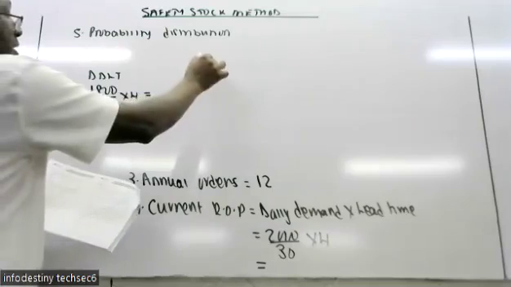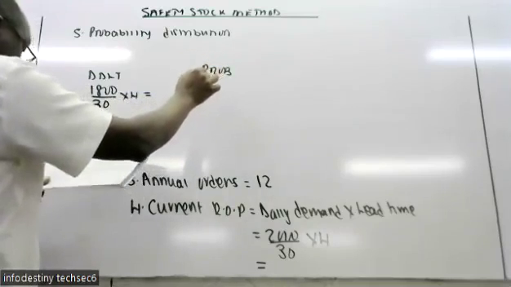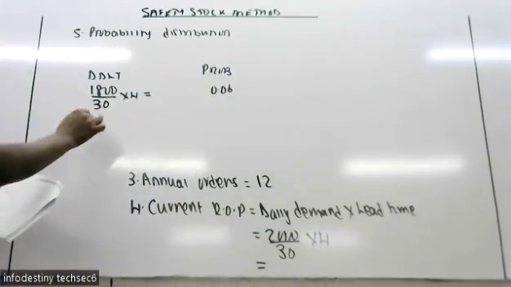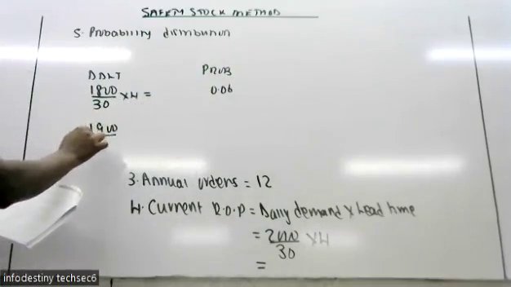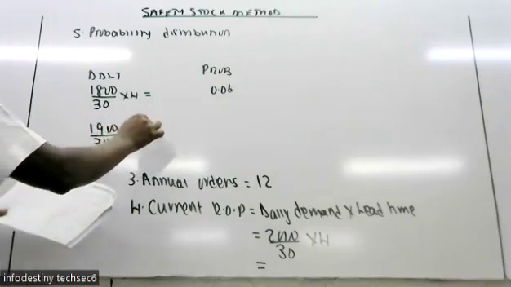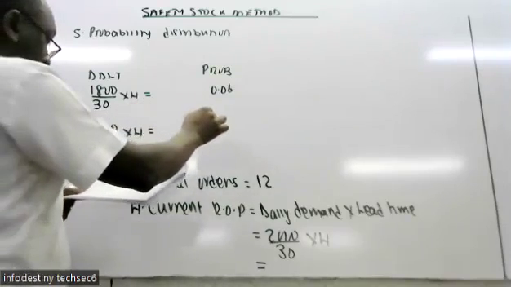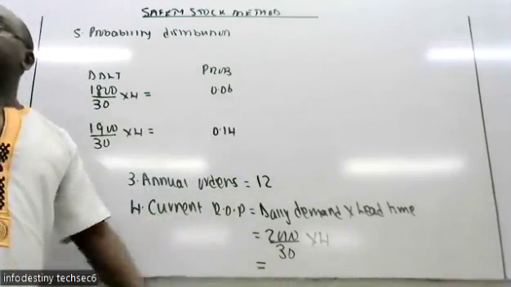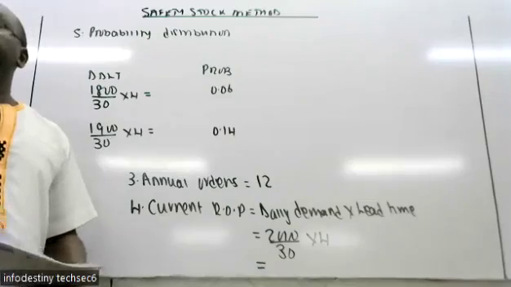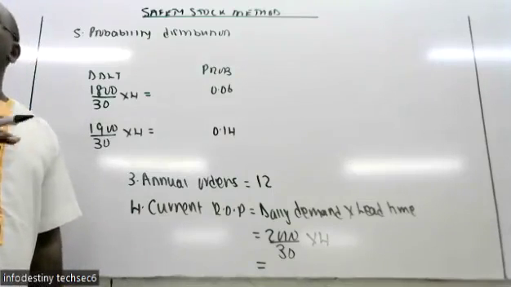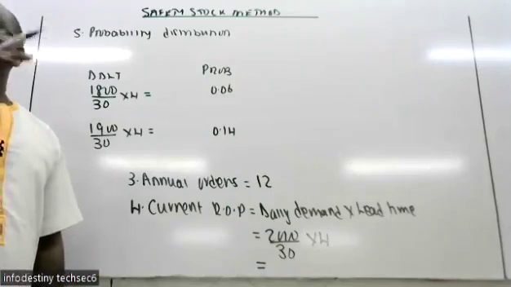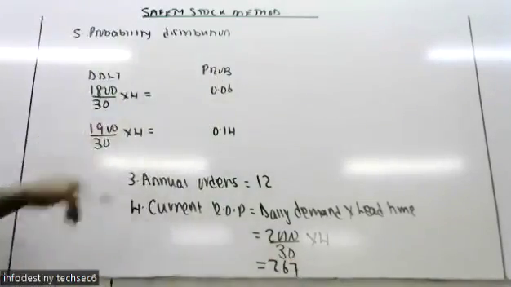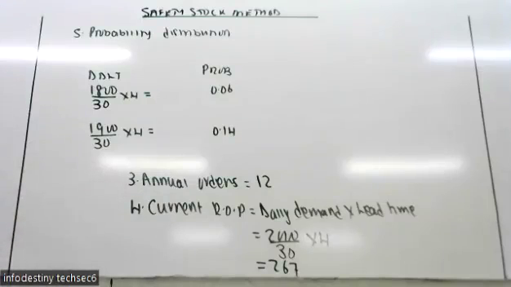Then you write its probability here, which is 0.06. You do the same here, 1900, divide by 30 times 4, with probability 0.14. Here what have you got? 267. And if you get decimals, you round up, even if it's a 0.1, you round up. So work on this for a few minutes, I'll be back.